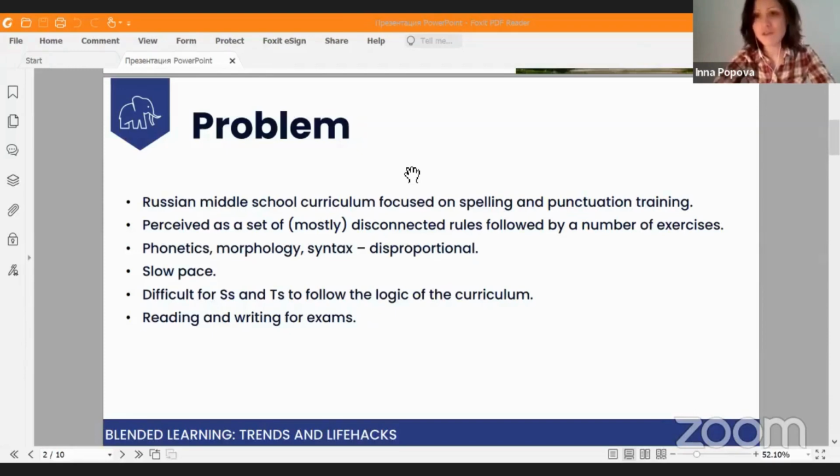It is difficult for the students to understand that it's systematic knowledge, and it is difficult for teachers to walk the students through the system. Of course, a big part of the program is dedicated to preparing students for the exams, especially the writing and reading parts. In the state exam for Russian, these are important parts, but they are very cliched, and it is really muscle training more than understanding.